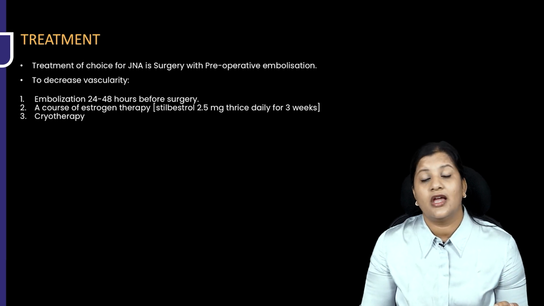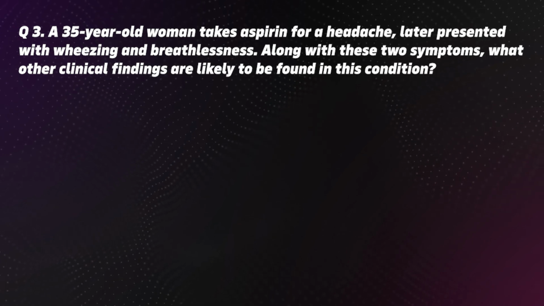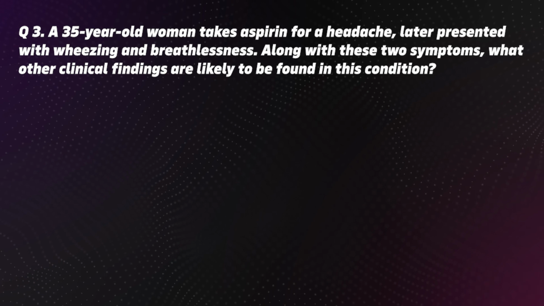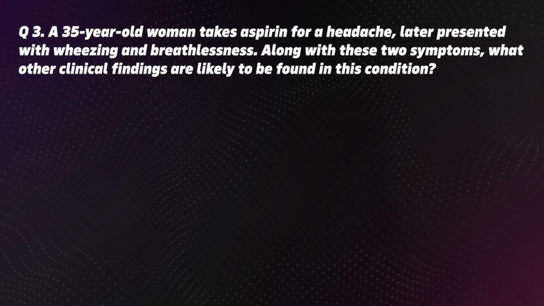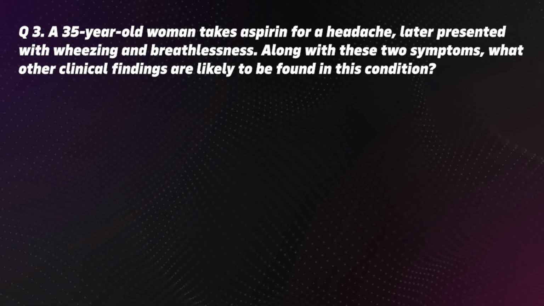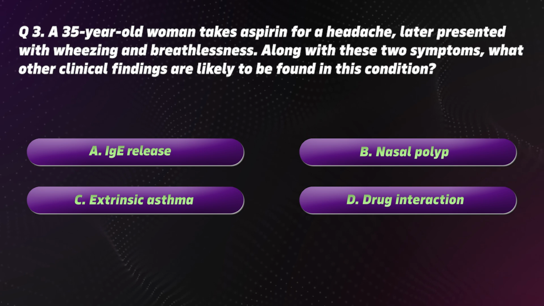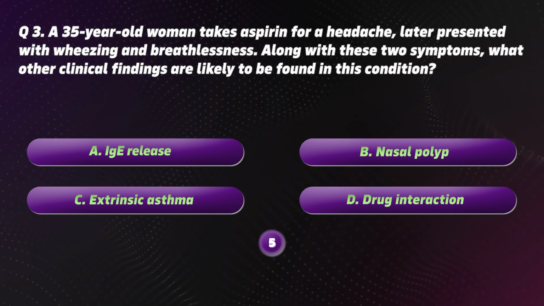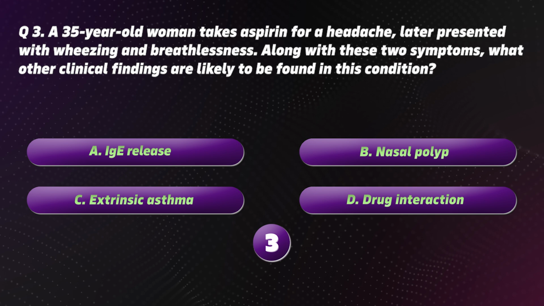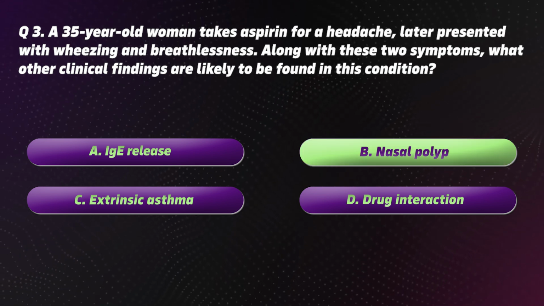Question 3. A 35-year-old woman takes aspirin for a headache and later presented with wheezing and breathlessness. Along with these two symptoms, what other clinical findings are likely to be found in this condition? Here are the options. A. IgE release. B. Nasal polyp. C. Extrinsic asthma. D. Drug interaction. And the correct answer is option B, nasal polyp.